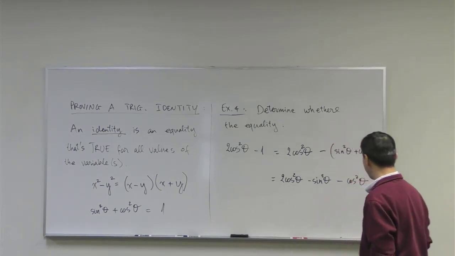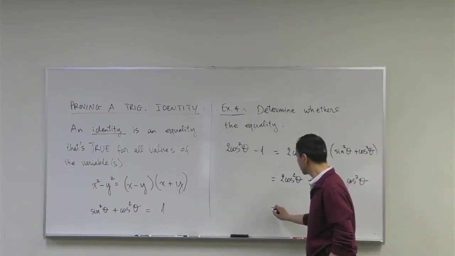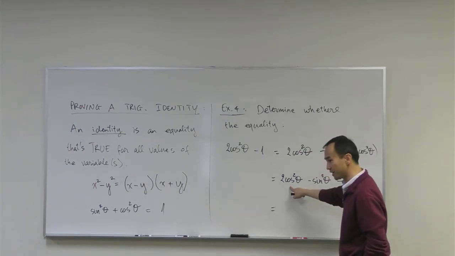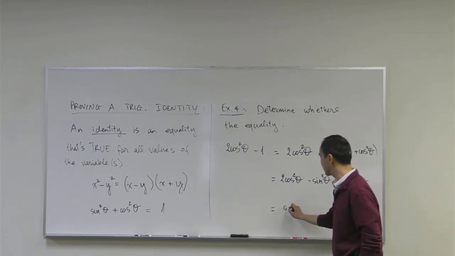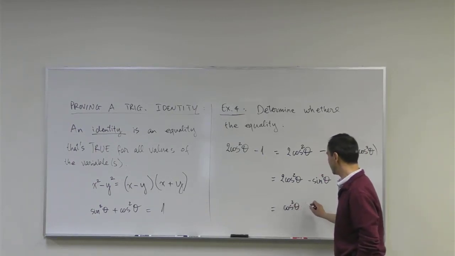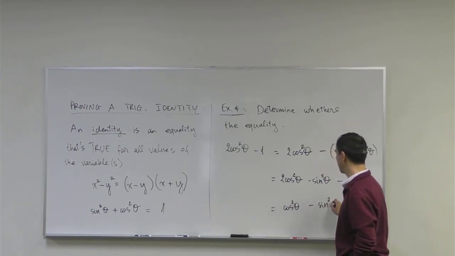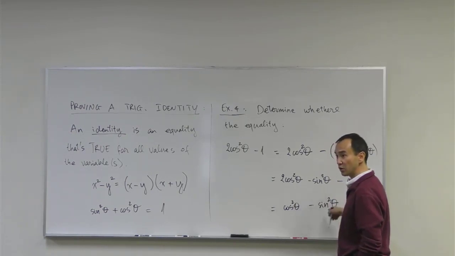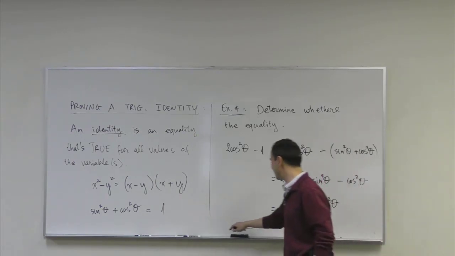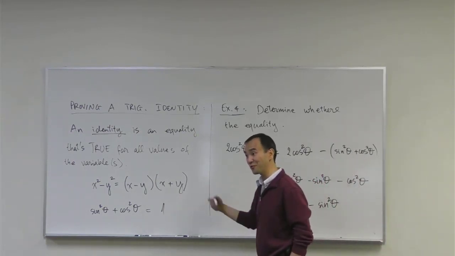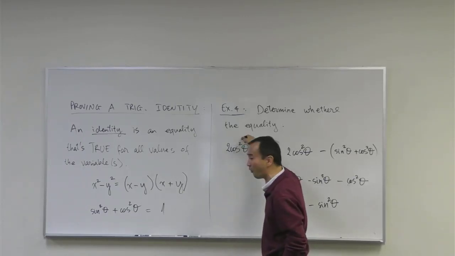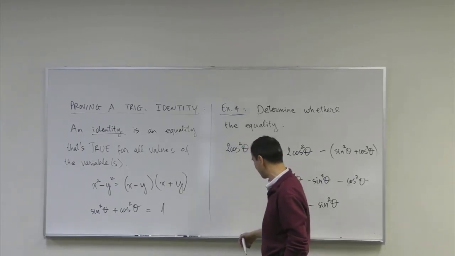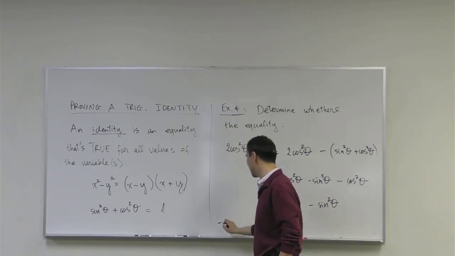And now do we have like terms? 2 cosine squared minus cosine squared gives me cosine squared of theta minus sine squared of theta, which lands on exactly the other side. Now, after trying a few examples, we affirmed that it may be true. We highly suspected that. And now we formally prove it for the general case and for all values of theta.